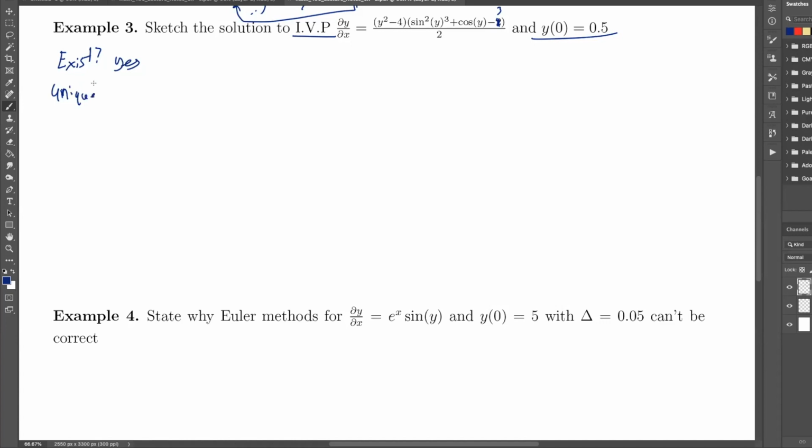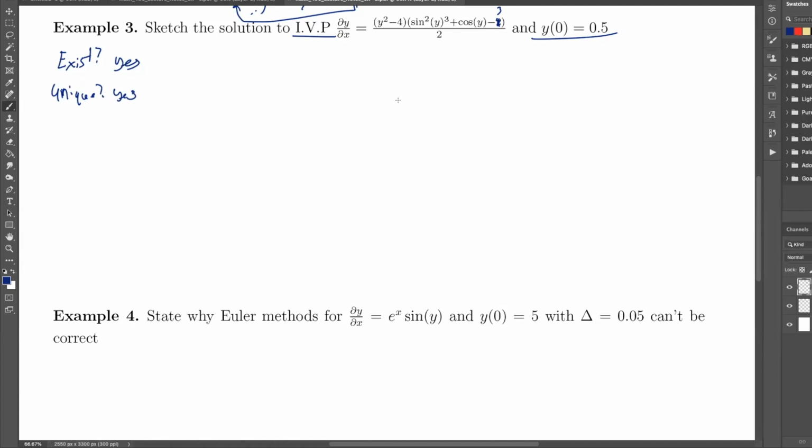And is it unique? The answer here is yes. Because if I took this derivative, is it going to be some huge product rule? Sure, but it's still going to just be a product of polynomials and trig functions, sines and cosines, which are all continuous everywhere. And so the answer is yes and yes.